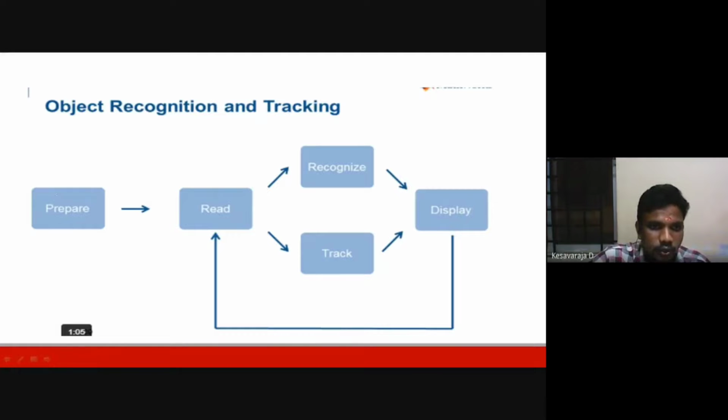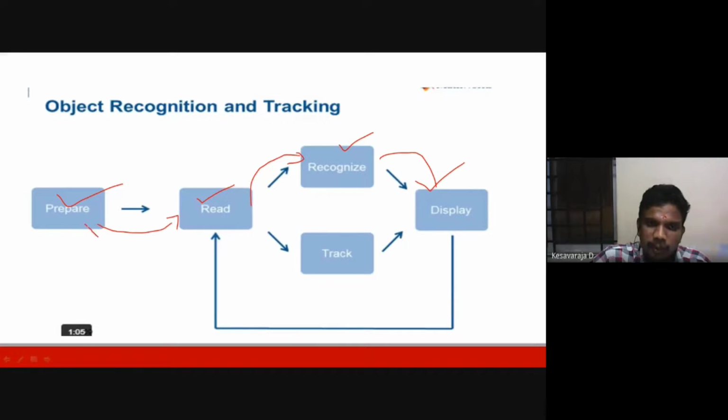Yes, you can prepare an image, take a photo, or take a video of the environment. Automatically the computer camera reads the data and, with the help of an algorithm, recognizes and then displays what the object is. The object is a woodpecker, or the object is the Eiffel Tower, something like that.